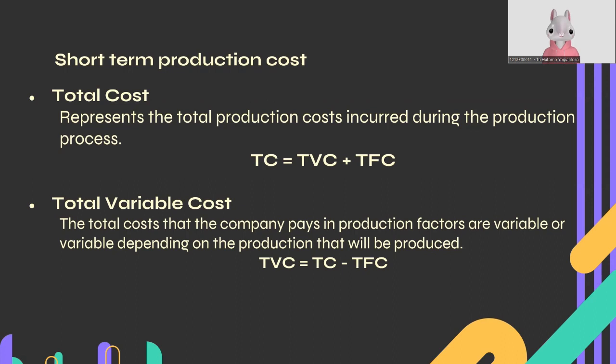So the TC here means total cost, TVC means total variable cost, and TFC is total fixed cost. Next is total variable cost. Total variable cost is what a company pays for production factors that are variable, depending on the production that will be produced. To calculate total variable cost, TVC equals TC minus TFC.